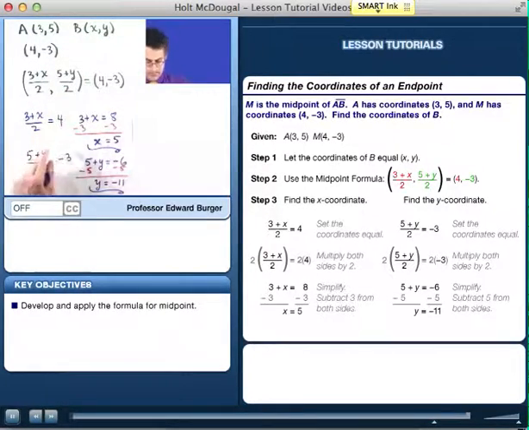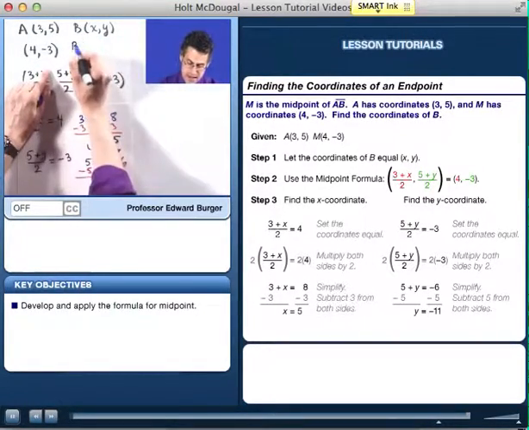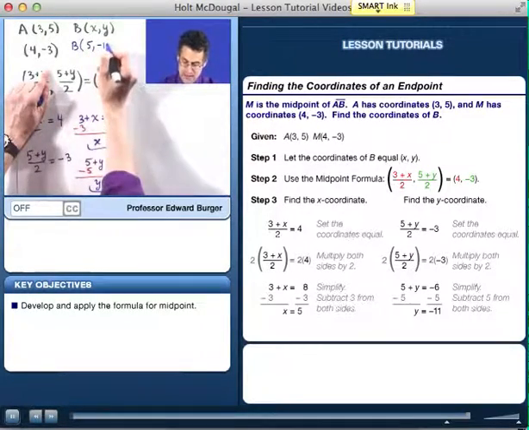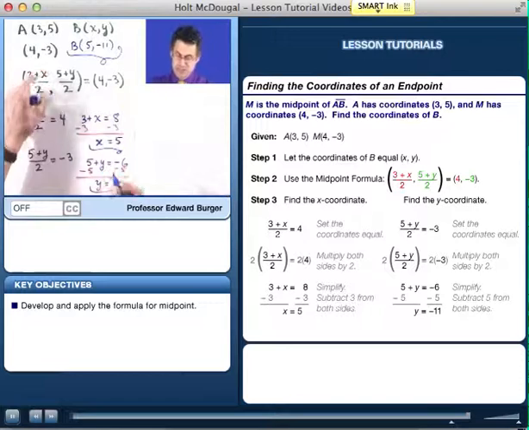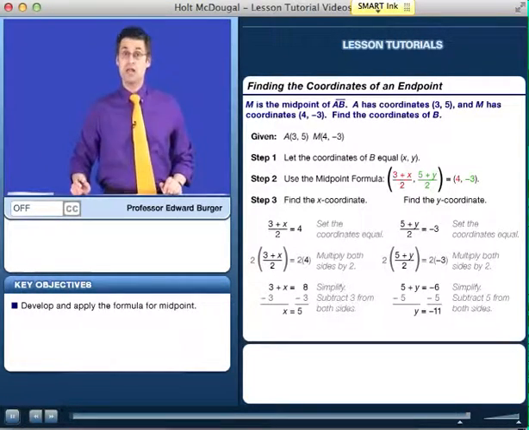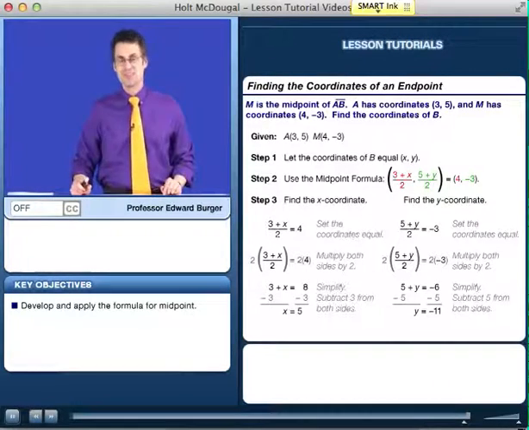So what is x and y? What's the point B? We now see that B has x coordinate 5 and y coordinate -11. Just using the midpoint formula, we were able to untangle this tricky little line segment issue. Congratulations.